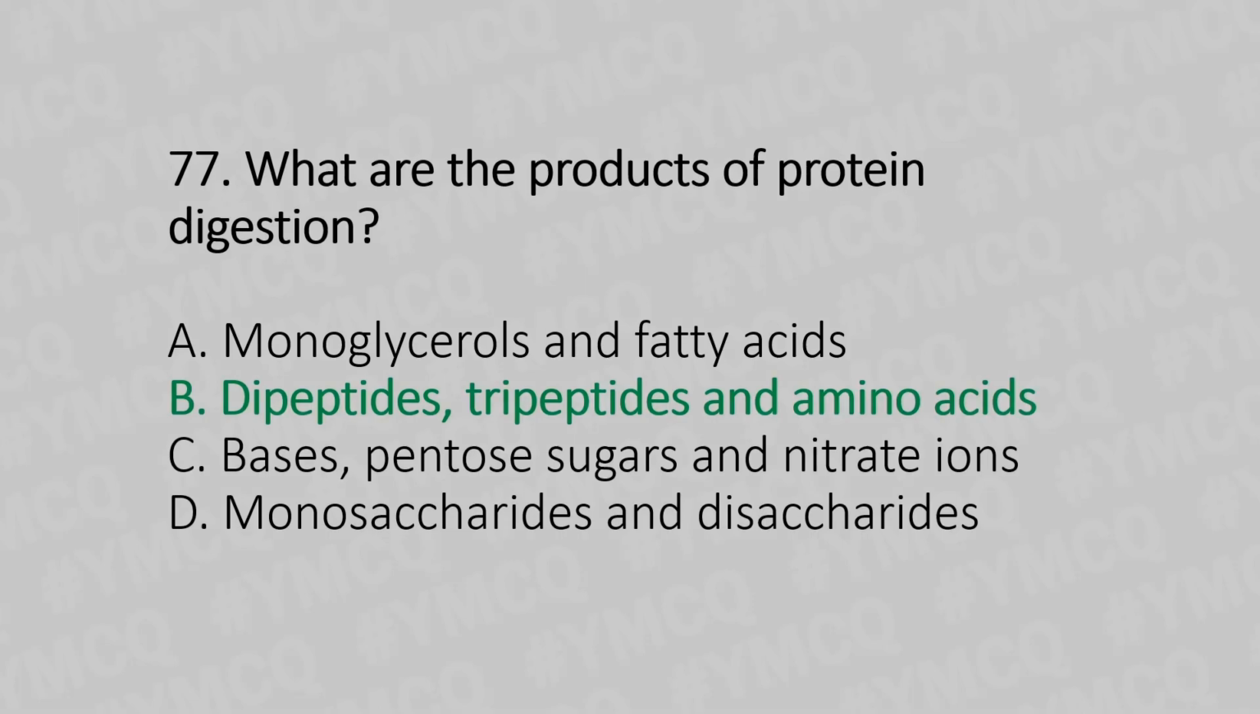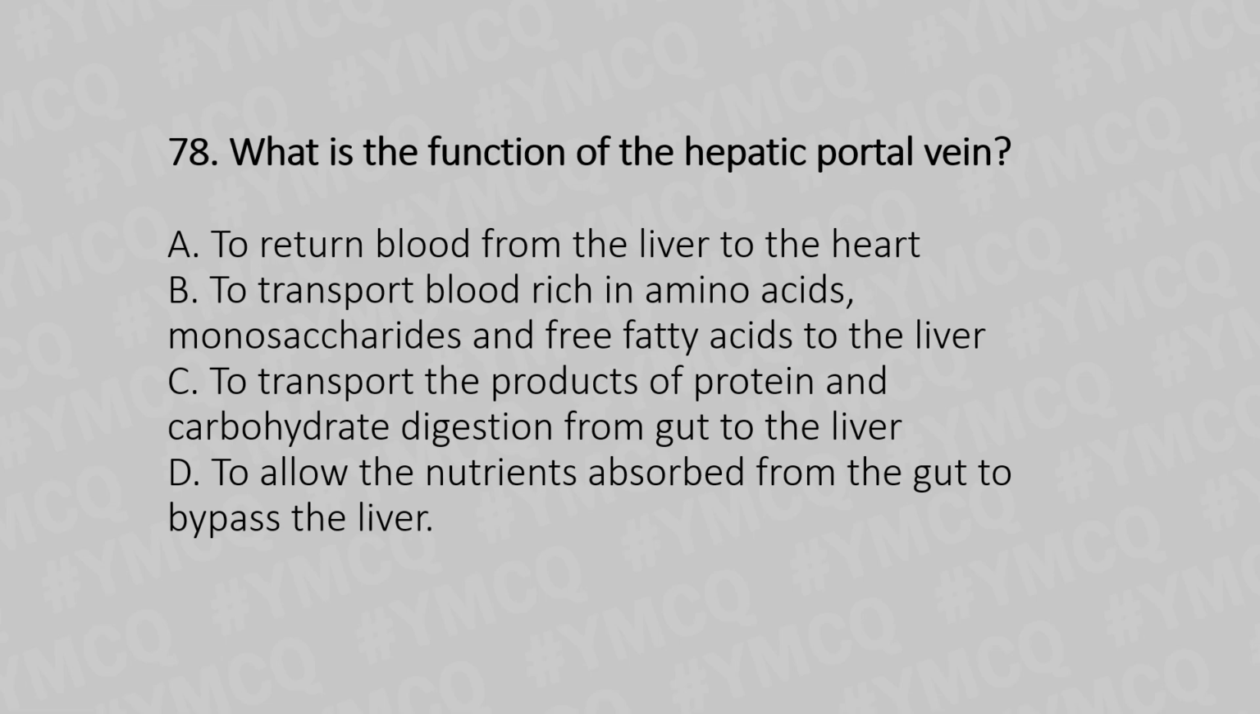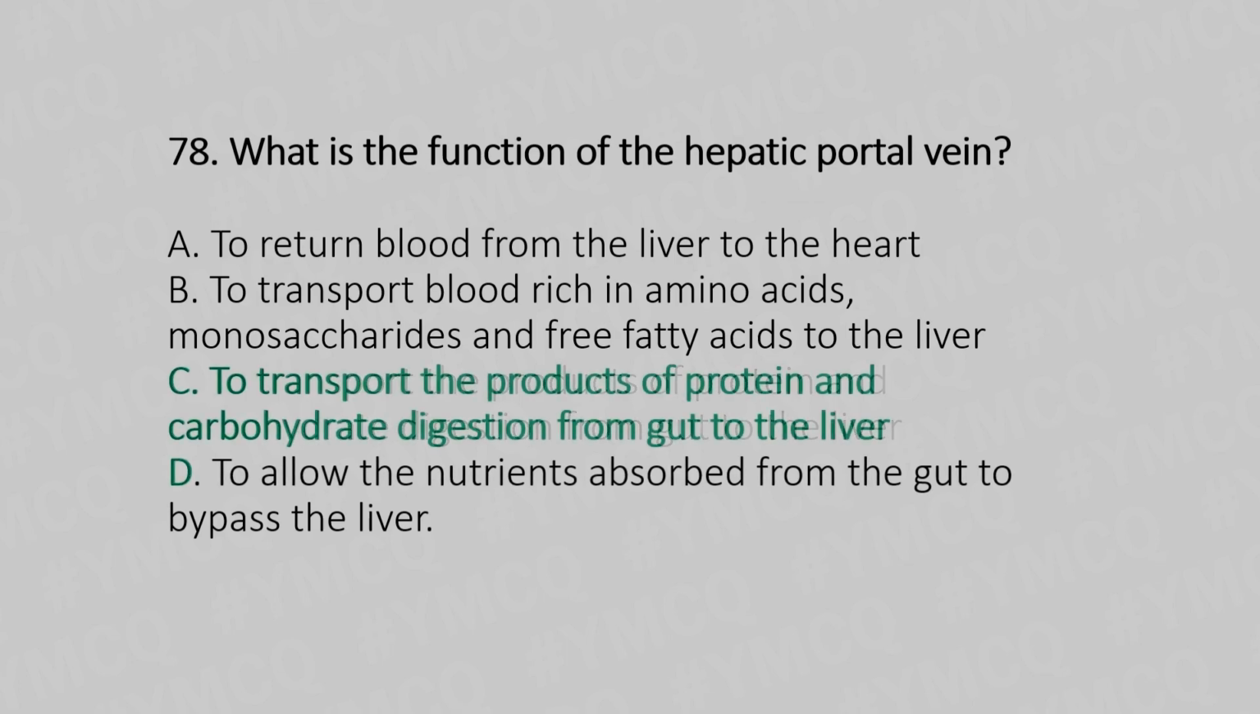Now let's move to question number 78. What is the function of hepatic portal vein? Option A. To return the blood from the liver to the heart. Option B. To transport blood rich in the amino acid, monosaccharide and free fatty acid to the liver. Option C. To transport the product of protein and carbohydrate digestion from gut to the liver. Option D. To allow nutrients absorbed from gut to bypass the liver. And the answer is Option C. To transport the product of protein and carbohydrate digestion from the gut to the liver.